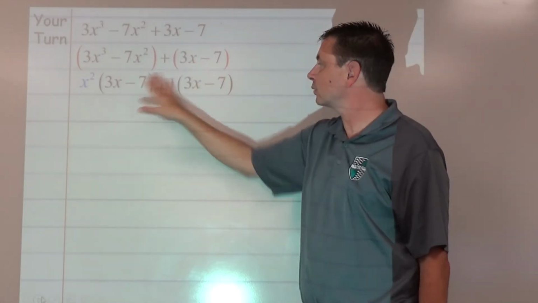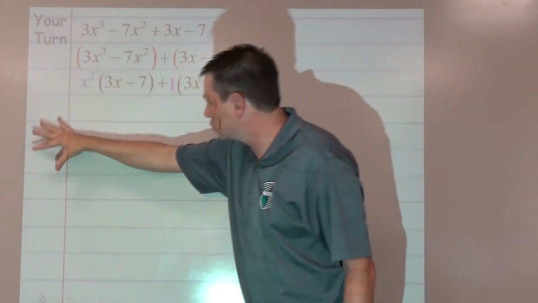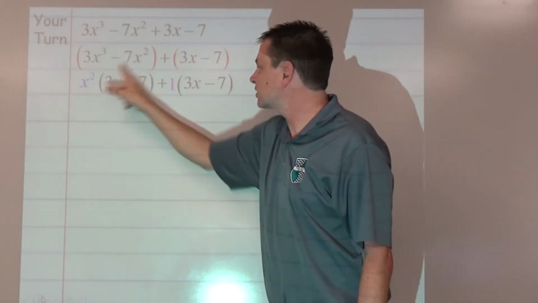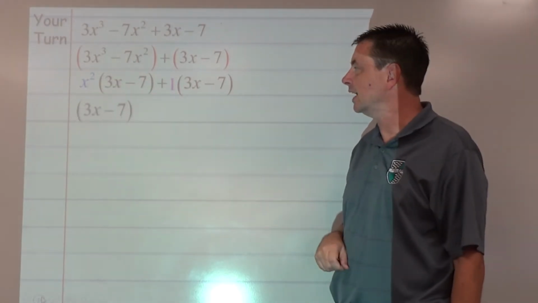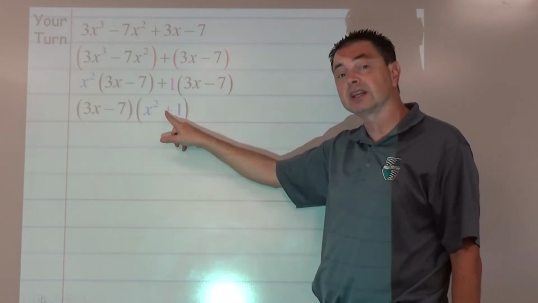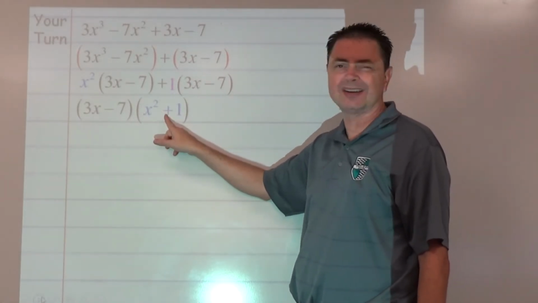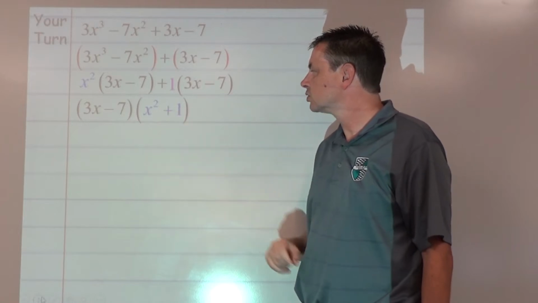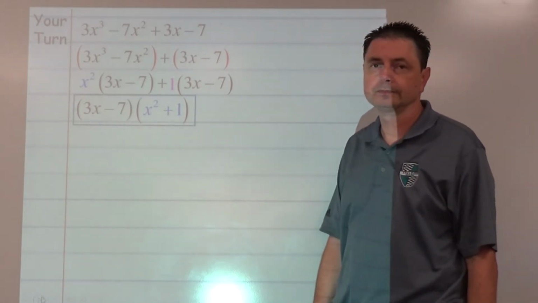All right, so we've got 3x minus 7 in common. That goes to the front. x squared plus 1 are the leftovers. If that was a minus, we could keep going. That would be a difference of squares, but we can't do a sum of squares. So that's as far as we can go.